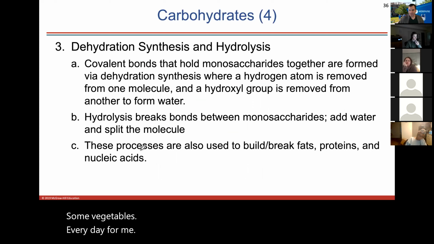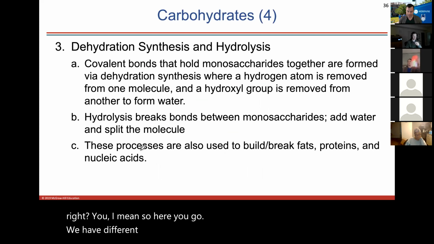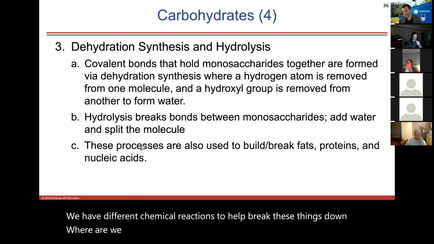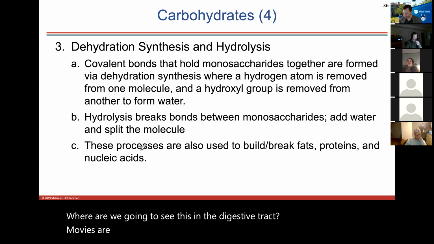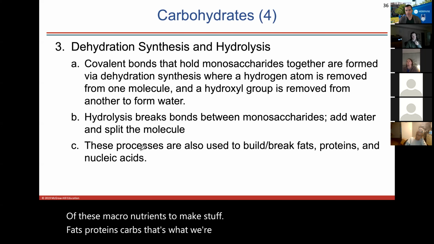How do we break all these things down? I told you water was important, right? So here you go. We have different chemical reactions to help break these things down. Where are we going to see this? In the digestive tract, when we start talking about the breakdown of these macronutrients to make stuff. Fats, proteins, carbs, that's what we're talking about when we talk about dehydration and hydrolysis reactions.